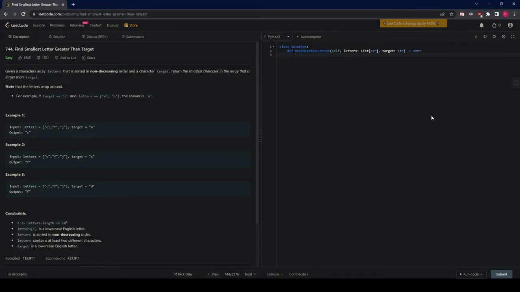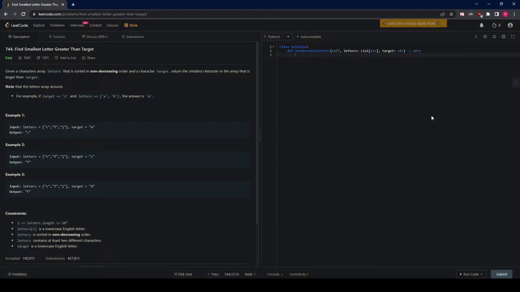All right, so today we're continuing with the modified binary search. Today we're doing a problem that is finally back on Leetcode. Today we're doing Find Smallest Letter Greater Than Target. I'm just going to go read the question.